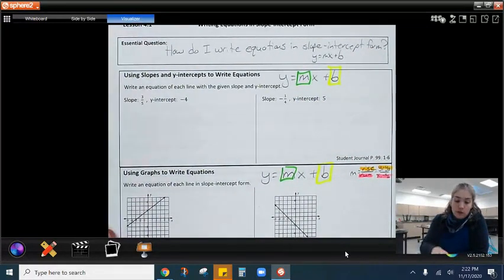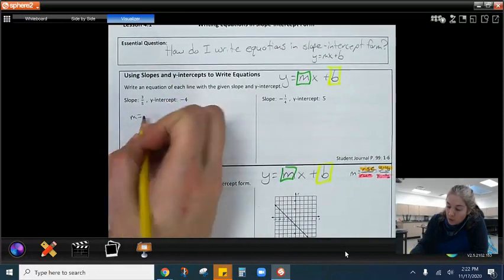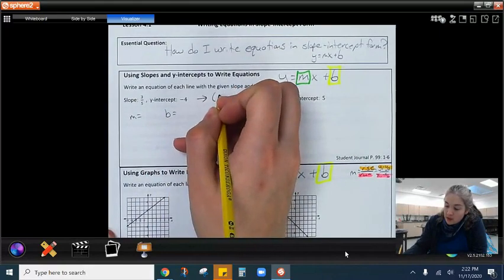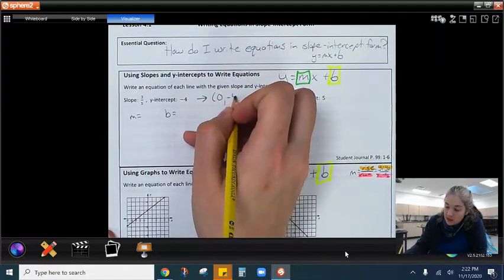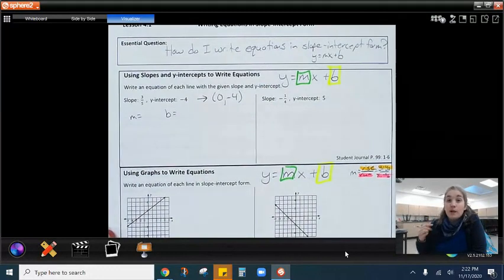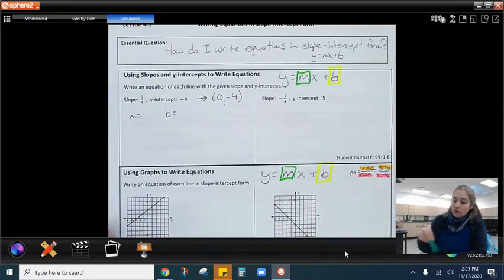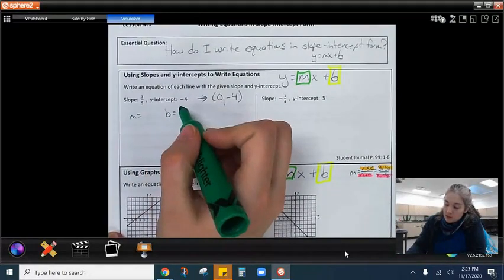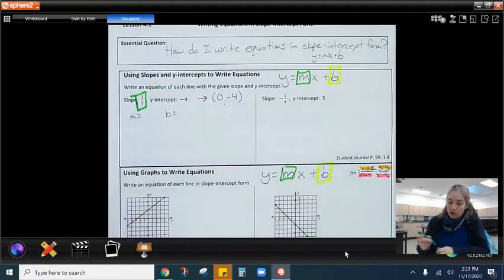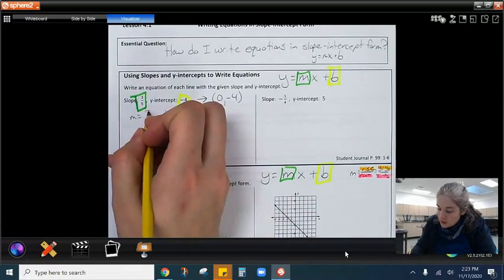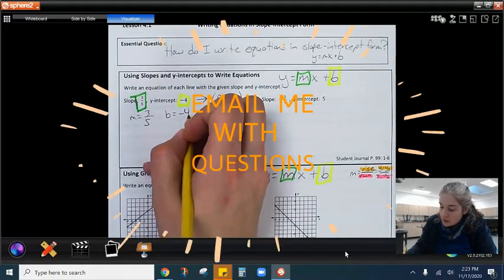So first thing we want to do is figure out what our m and what our b is. Remember, this y-intercept is actually a coordinate point. It's the point (0, -4). Okay, so I want to remind you, that's actually a point. It is a point on the graph. It has an x-coordinate and a y-coordinate. And because of that, we actually know what our intercept is. So we can figure out our slope from this, and we can figure out our intercept. So I know my m is 3/5, and my b is -4.